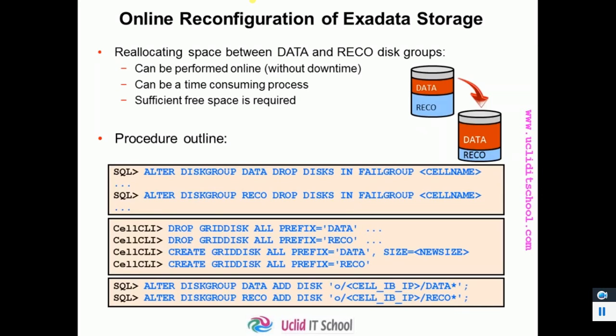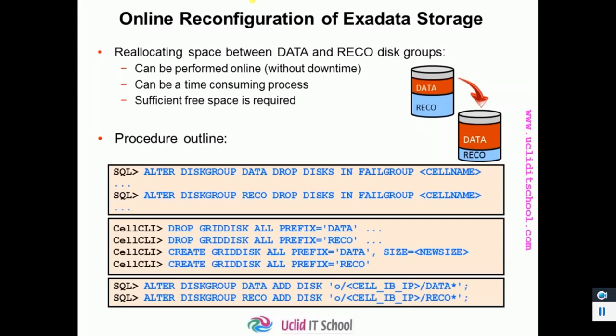First of all, what is this concept? Online storage reconfiguration. Storage reconfiguration reallocates space between data and reco disk groups. You can increase or decrease data. Similarly, you can increase or decrease reco disk group size. It can be performed online without downtime, but it is time consuming, and you should have sufficient free space, because one disk group you may want to increase in size.